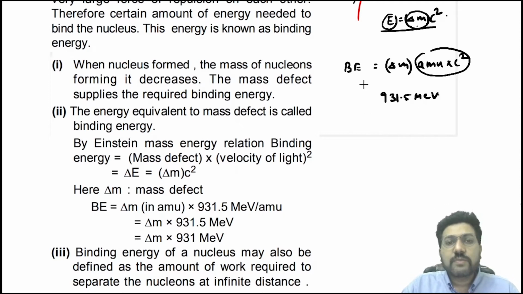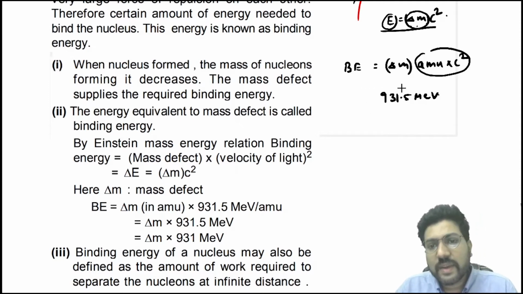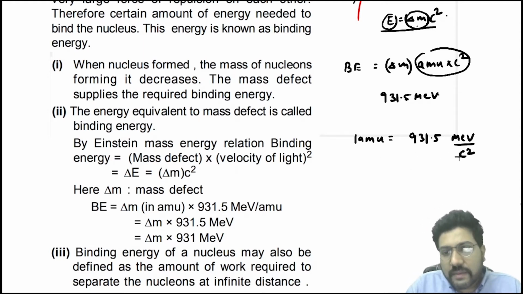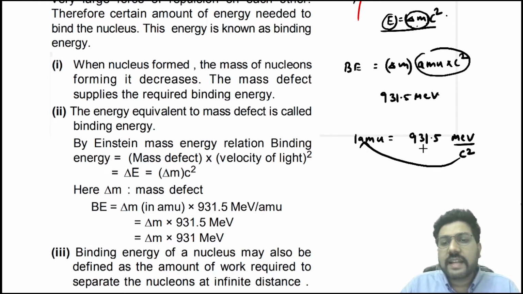We have discussed that 1 AMU multiplied by C square is 931.5 mega electron volt, or you can say 1 AMU is 931.5 mega electron volt per C square, right? So binding energy can also be written as delta M in AMU multiplied by 931.5 mega electron volt.